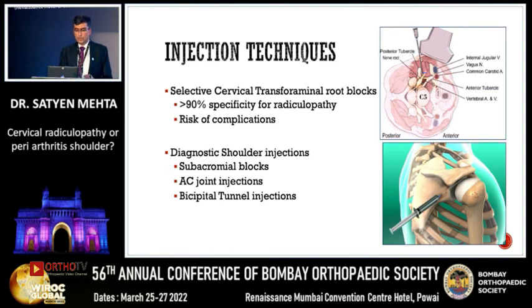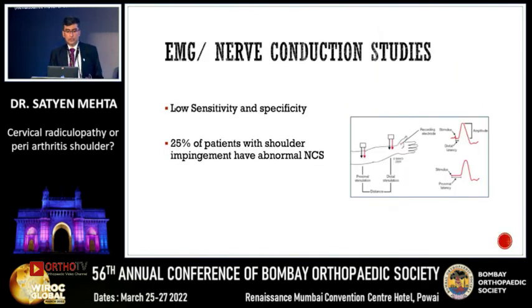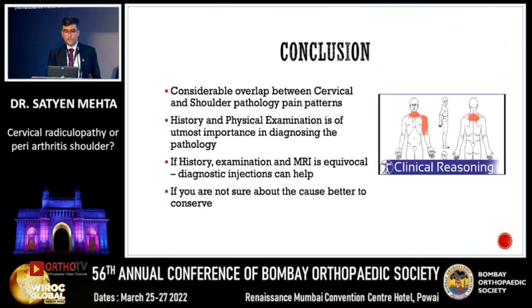And finally, also your shoulder injections, like subacromial blocks. If it is bicipital tendinitis which you are suspecting, give it in the bicipital tunnel. Even AC joint injections can be given to differentiate between the two. Again, these are not very specific. Different studies in literature show that the specificity ranges between 90% to less than 50%, so there may still be an overlap. Finally, EMG and nerve conduction studies can also be performed, but again, they are very low in sensitivity and specificity.